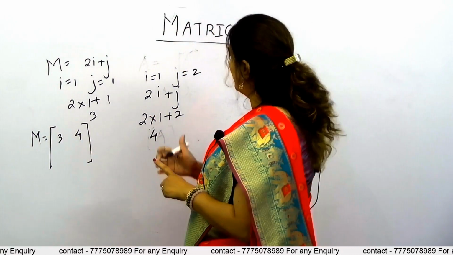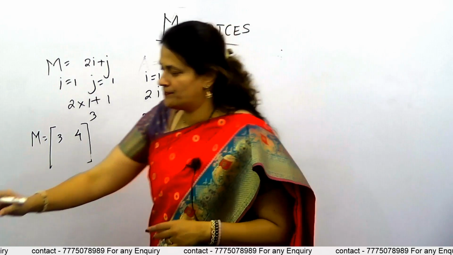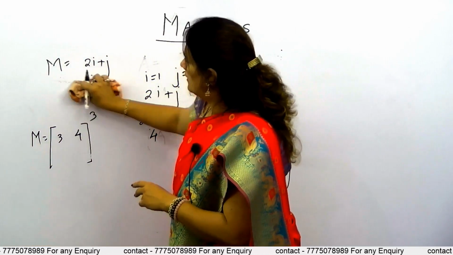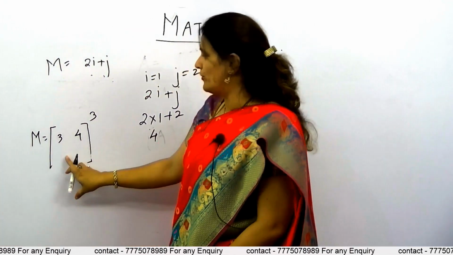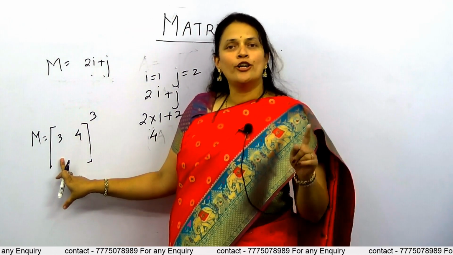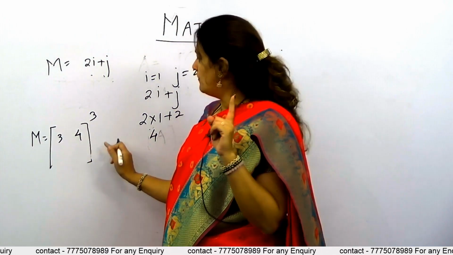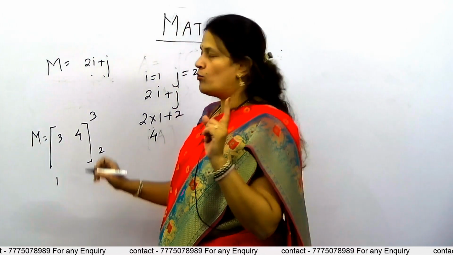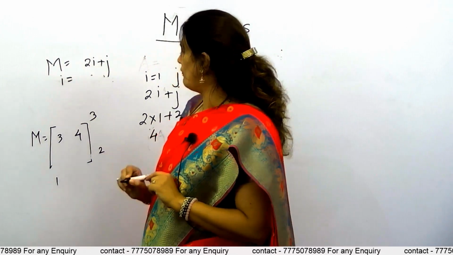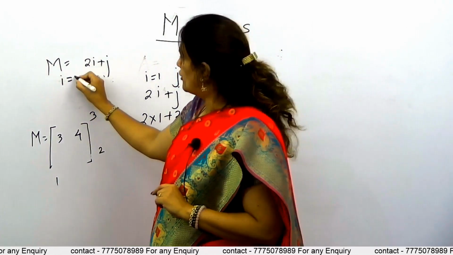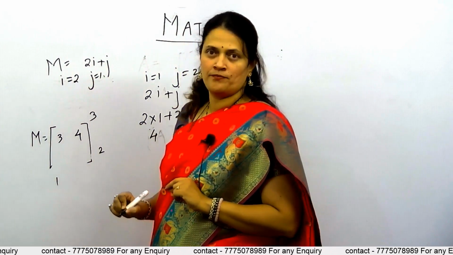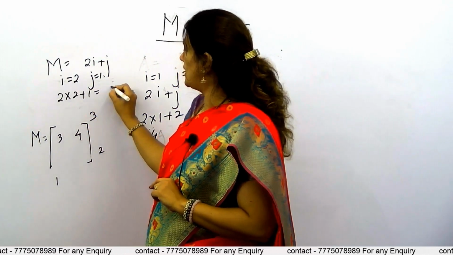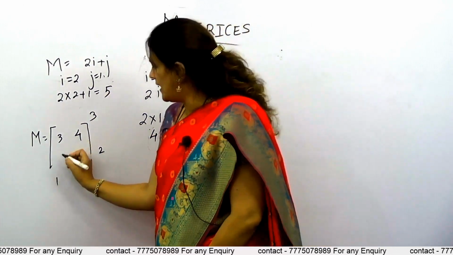Alright, now let us move on to the next. Now we know that this particular element over here, the row number is going to be 2 and the column number is going to be 1. So I am going to substitute the value of i as 2 and j equal to 1. So now 2 multiplied by 2 plus 1 is going to give me the answer as 5. So this element is going to be 5.